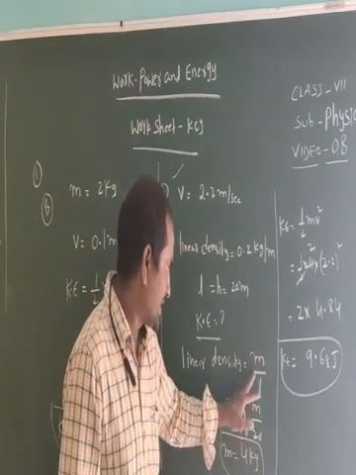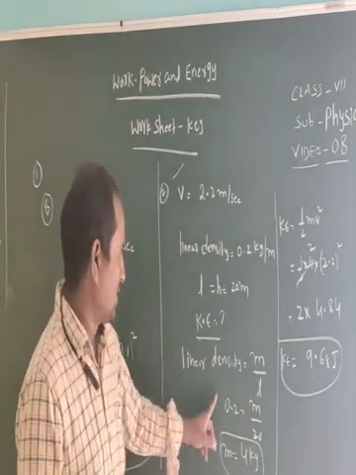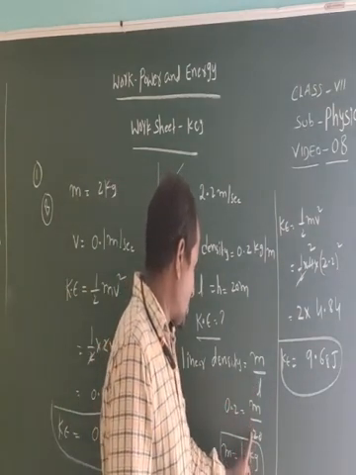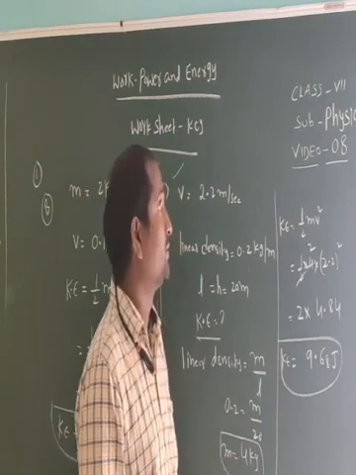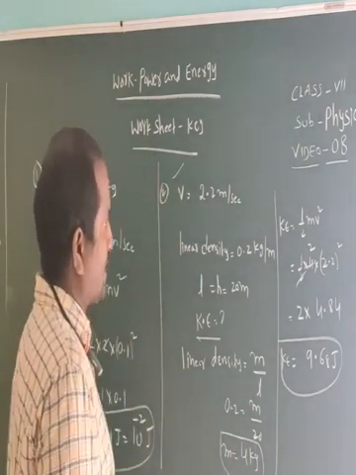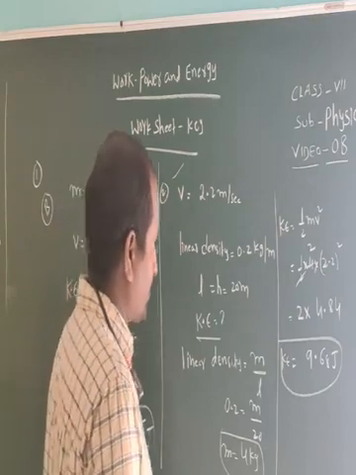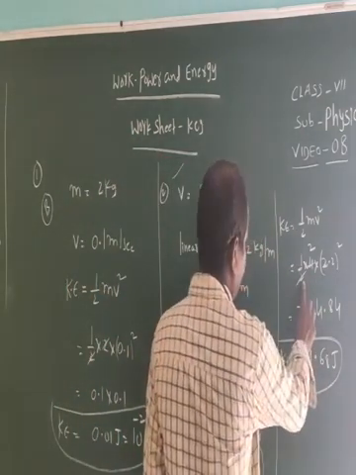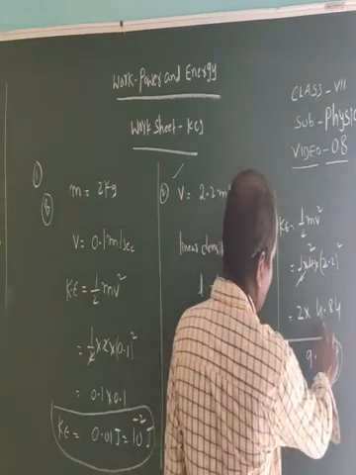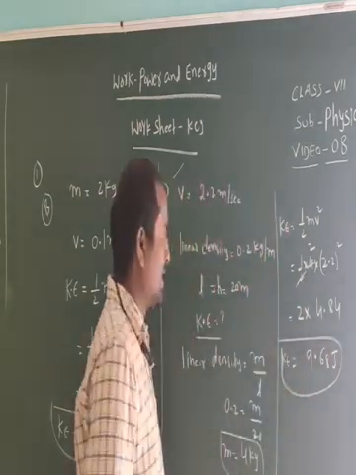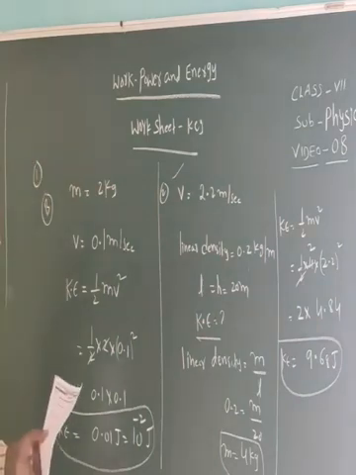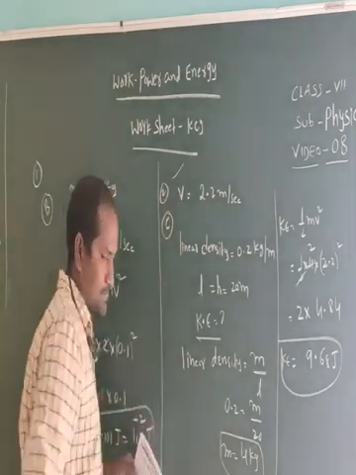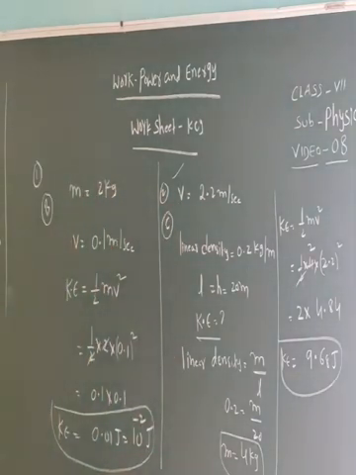Mass equal to linear density into length. So 0.2 equal to m by 20. Mass equal to 20 into 0.2, that equal to 4 kg. So K equal to half into m into v square, half into 4 into 2.2 whole square. That is 2 into 4.84, equal to 9.68 joules. Option number C is the answer.